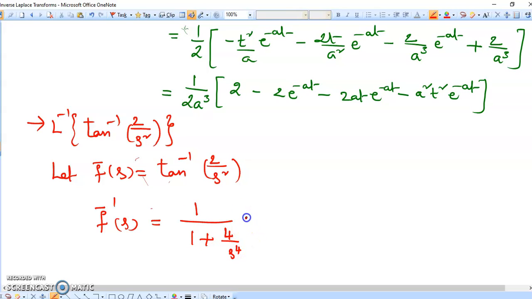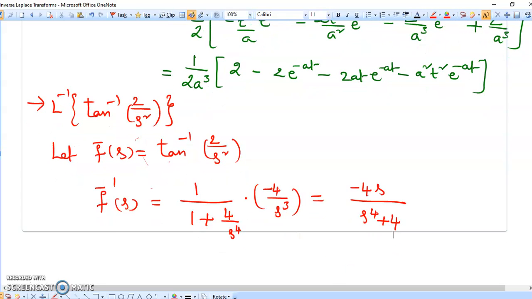4 by s to the power of 4, and 1 by (1 plus 2 by s square) whole square, which is 4 by... and the derivative of 2 by s square is what? That is 2 into minus 2, which is minus 4. So minus 4 by s cube into minus 4 by s cube. And this is also the same as, I can take LCM as s power 4 in the denominator, you can cancel with s cube, and we'll be left with one more s in the numerator. So minus 4s by s power 4 plus 4.